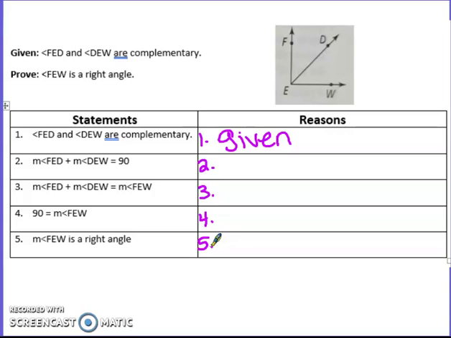Now, step number 2 says the measure of angle FED and the measure of angle DEW equal 90. In this case, I know we've gone over in class that complementary means you add them to 90, but we need to explain that to people who have never seen this before. So we're now taking what we said in statement 1 and taking that complementary and telling them what it means. So for number 2, it is your definition of complementary. You need to tell people that, hey, because they are complementary, you add them up and set them equal to 90.